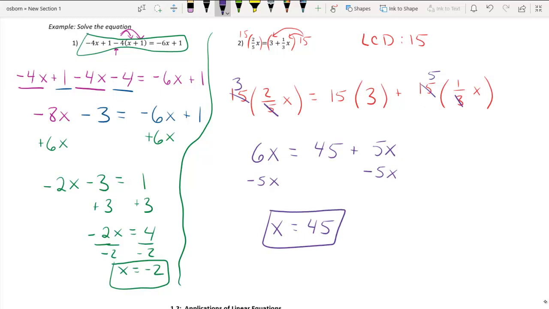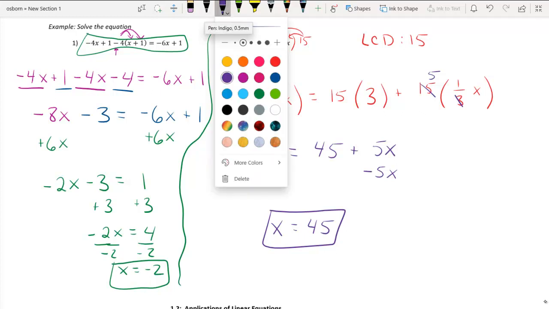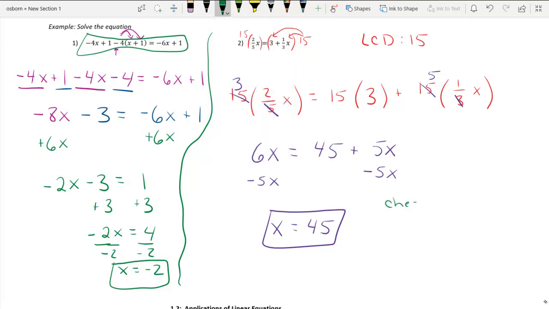Once again, you always want to check these. So what I mean by checking them is you're going to take that x equals 45 and plug it into that original equation. I'm going to take a minute just to show you an example of what that looks like. So I'll put it in green. As far as checking answers, that means I've got 2/5 times 45 equals 3 plus 1/3 times 45.